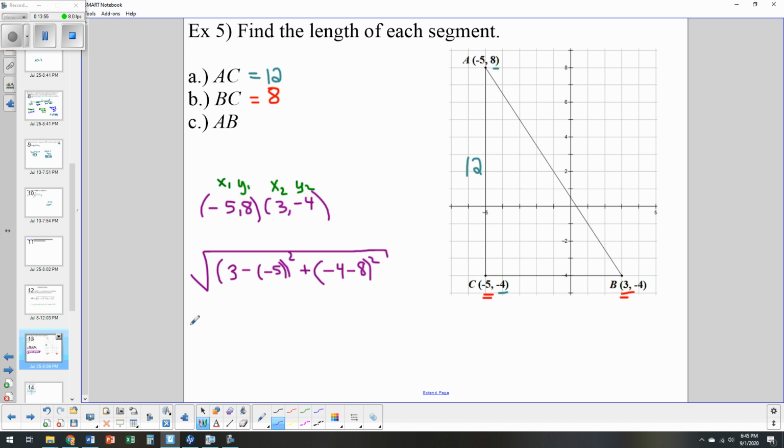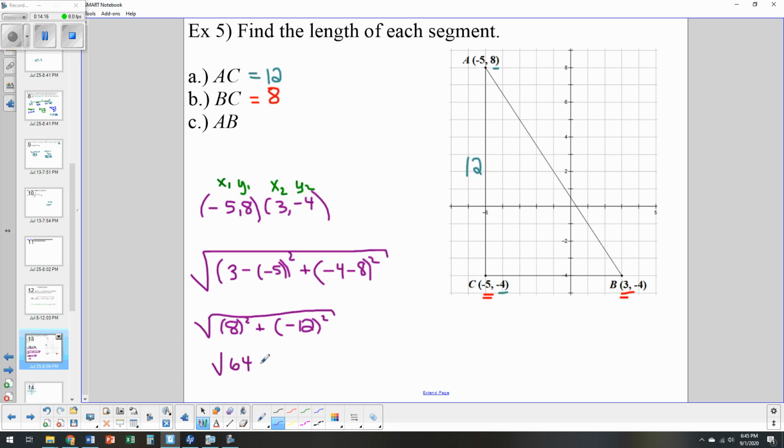So we said we're going to do what's inside the parentheses first. So 3 minus negative 5 is really 8. So it's going to be 8 squared plus negative 4 minus 8, which is negative 12, squared. So 8 squared is 64.